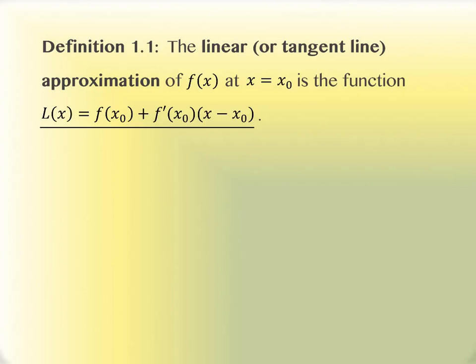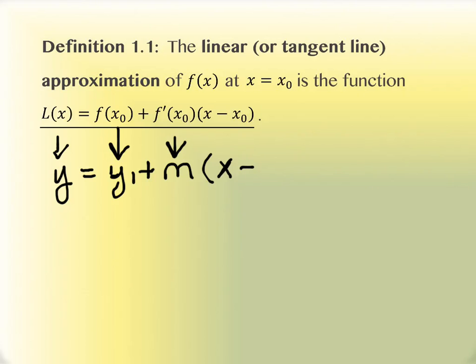The linear or tangent line approximation of f of x at x equals x0 is the function L of x equals f of x0 plus f prime of x0 times x minus x0. But here's the kicker. L of x is simply y. F of x0 is what you usually call y sub 1. F prime of x0 is what you usually call m, right, like slope. And this is x minus, and again, x0 is what we usually call x1, or maybe you call these x0.